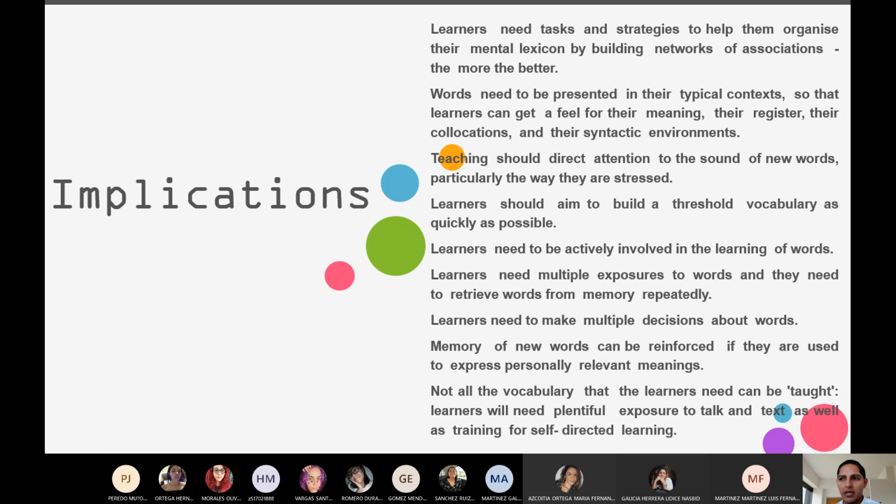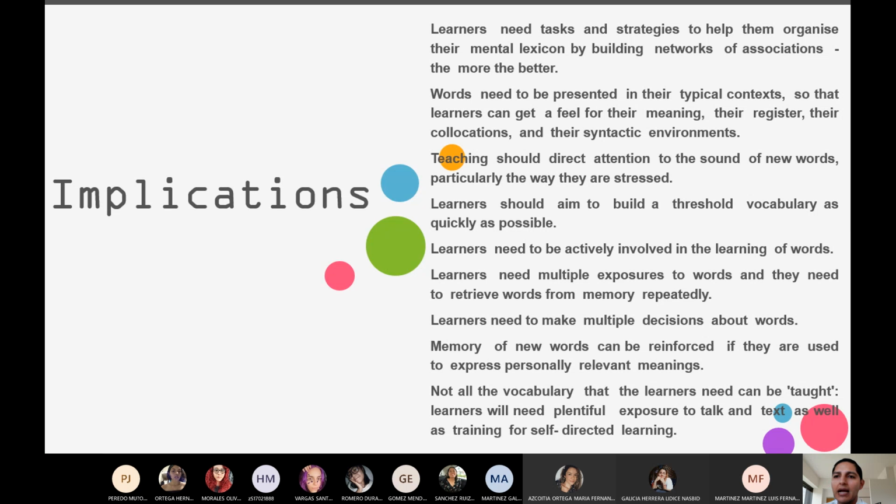Categorization has to take place. And how are you going to enhance that? Well, by means of the implementation of your tasks. Words need to be presented in their typical contexts so that the students can get a feel for their meaning, their register, their collocations, and their syntactic environments. Teaching should direct attention to the sound of new words, particularly the way they are stressed.